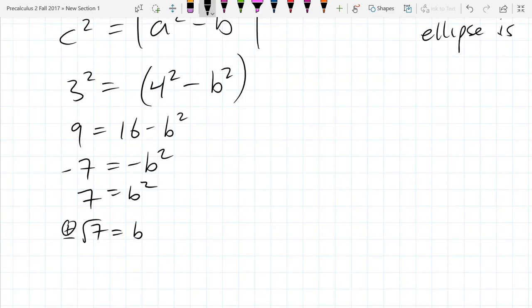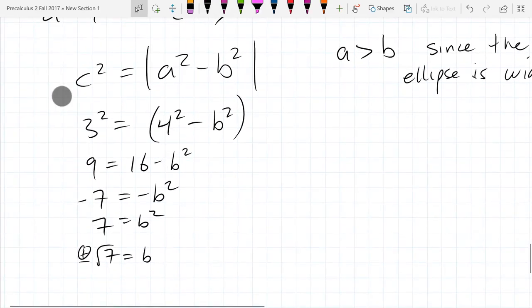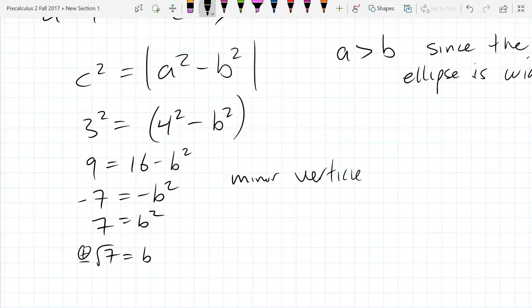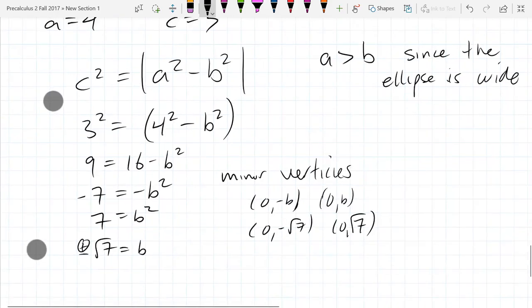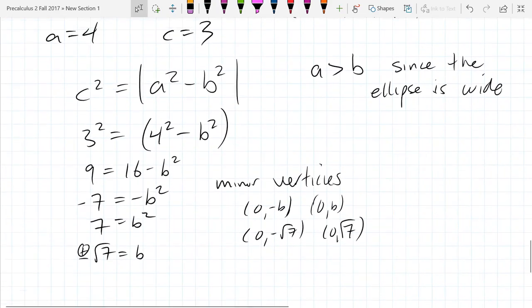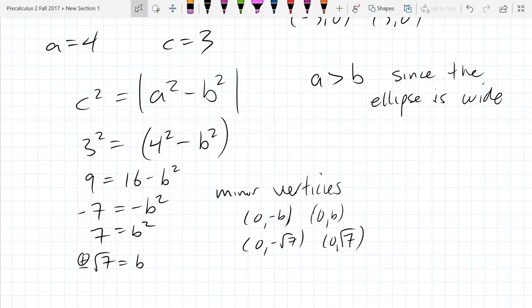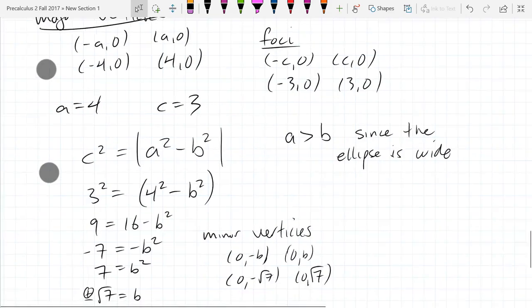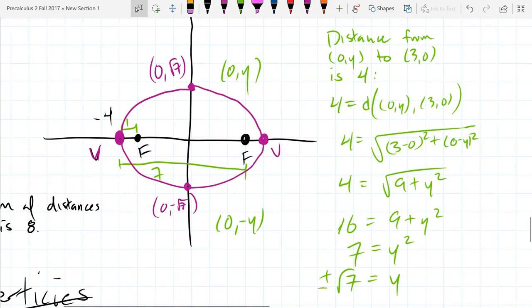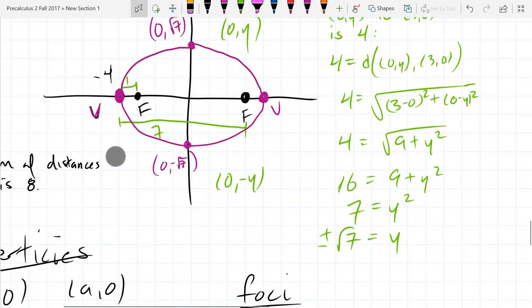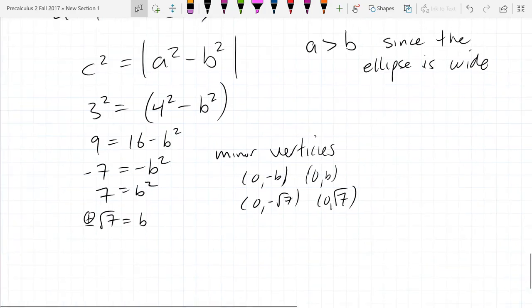And you're always going to go for the positives here for a, b, and c. So b is going to be square root 7, and that lets me get the minor vertices: 0, negative b and 0, b. So we just redid the work that I did previously. The only difference is before I used the definition to get these two minor vertices. So what we did up here in the green is we used the definition. I went all the way to the definition of an ellipse and then figured out what they are. And what we just did was use a shortcut. We used that table instead and got the exact same information.